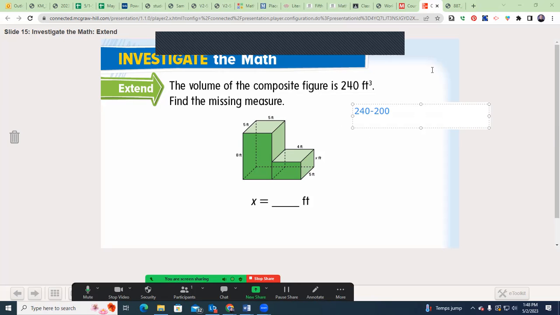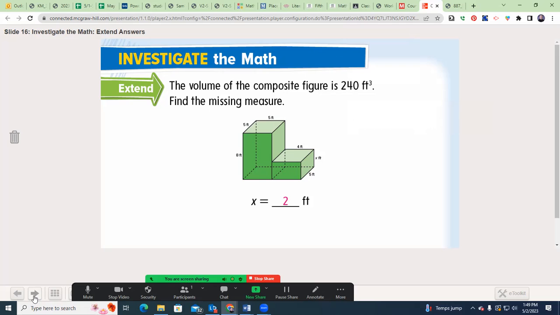So now I have 240 minus 200. So we know that this area is 40 over here. Then we have 5 times 4 is 20. 20 times what is 40? Well, it's 2. So that's going to be our answer. 2 feet. Remember, if you're multiplying and adding, sometimes you might have to do the inverse, which would be subtracting and division. All right, let's begin in the text here.